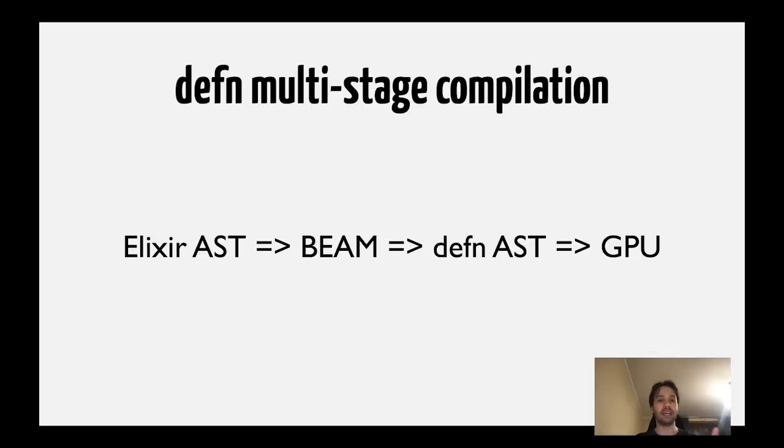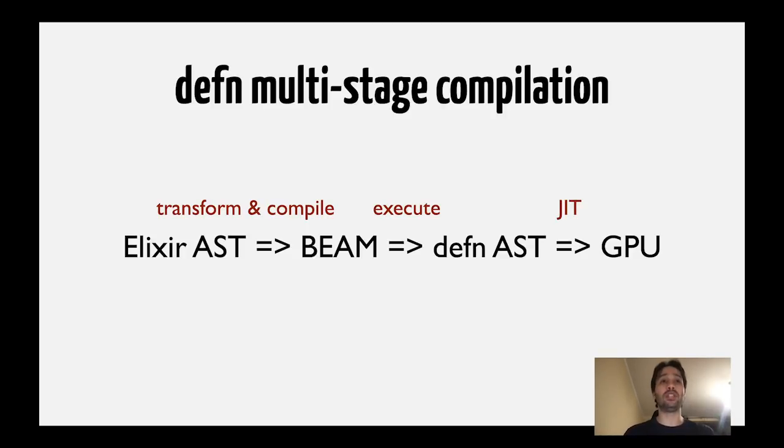So the way it happens is that we start with the Elixir AST, and then we transform and compile that to the virtual machine bytecode, compile it to BEAM, okay? And it's regular VM bytecode. There's nothing special in it. And when you execute it, what we actually do is that we define the defn AST. And this defn AST then is just-in-time compiled to the GPU.